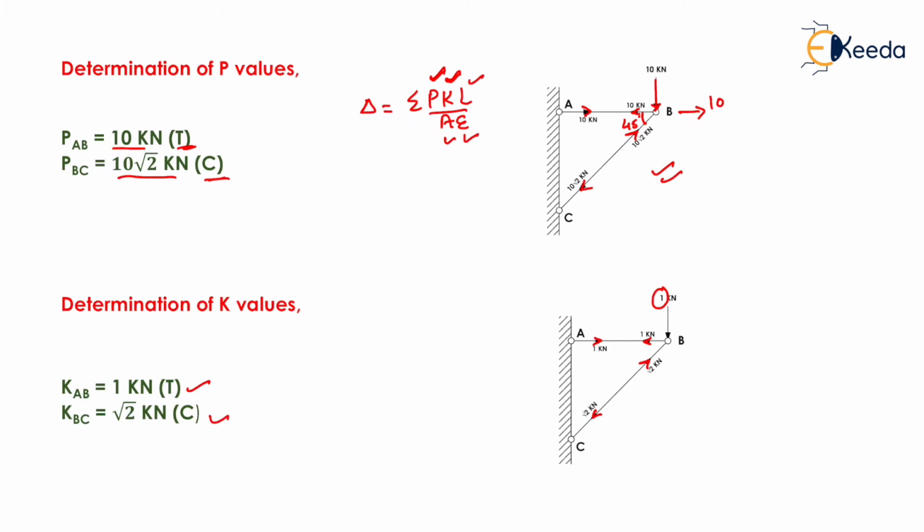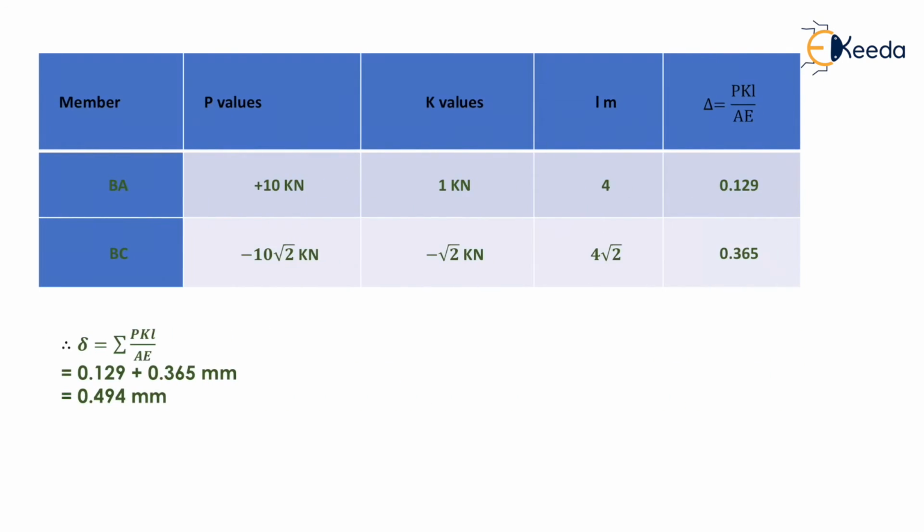Now we know the length of member AB will be equal to 4 meter, and the length of member BC will be equal to 4 root 2 by the Pythagoras theorem, okay. Now we have determined the PKL values, so we just multiply PKL and divide by the area of cross section, which is given in the question, and by the modulus of elasticity, which is also given in the question. We can determine the delta values equal to 0.129 and 0.365. Now after adding both these values, we will get the total deflection equal to 0.494 mm in the downward direction.